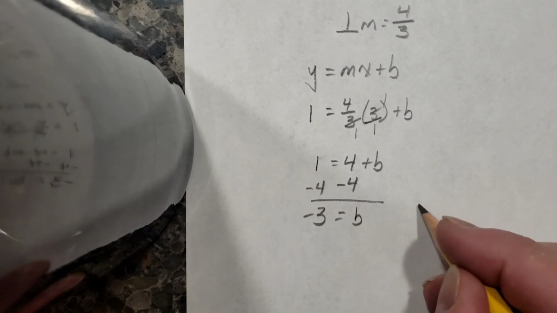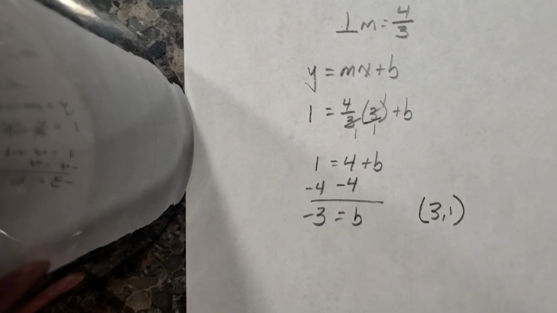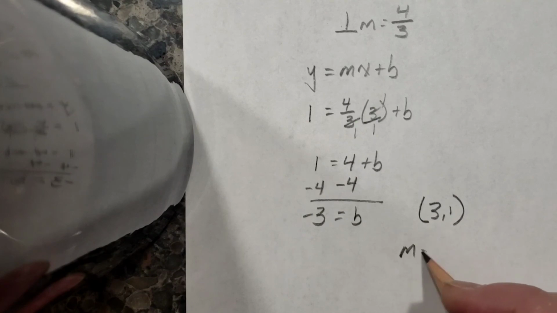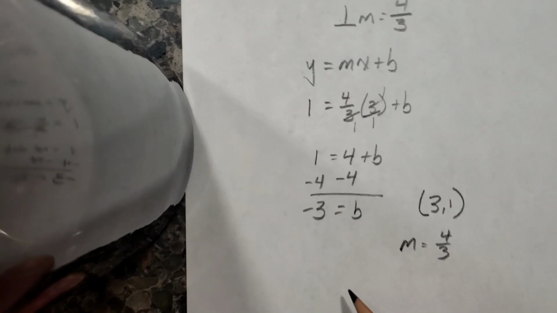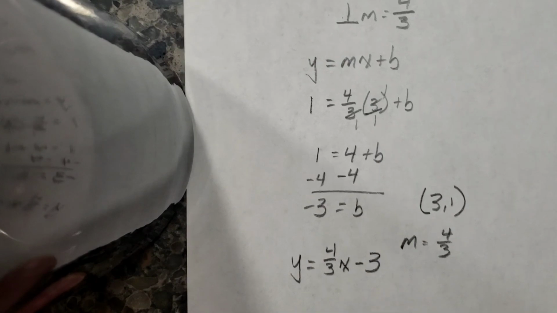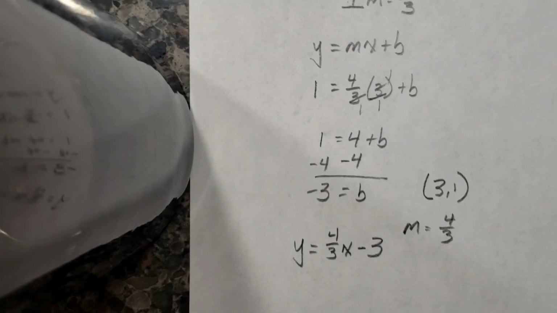So now we have that. We have our point of tangency, which was 3, 1. Oh, check that. We don't need that. We have our slope, which is 4/3. So we come out with y equals 4/3 x minus 3. And that is how you find the equation of the line tangent to that circle.